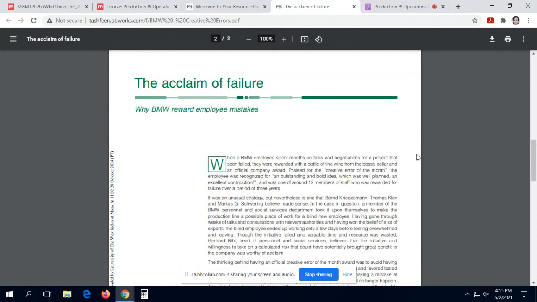So what good companies like BMW do, of course, it is known for whatever they do. Well, not for maybe reliability, but for other things like comfort and sound, speed. They are known for those things, and that is what their target market is looking for. So this is a very interesting one pager, on how and why BMW rewards employee mistakes.